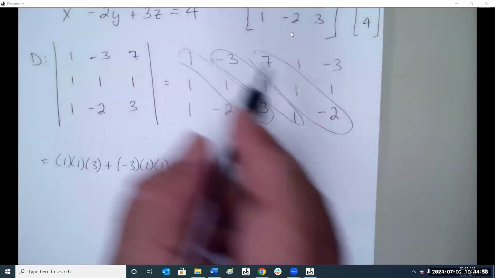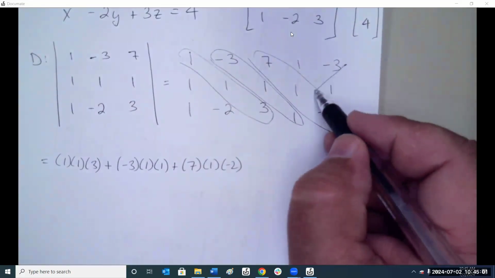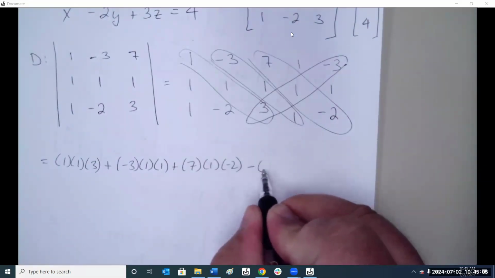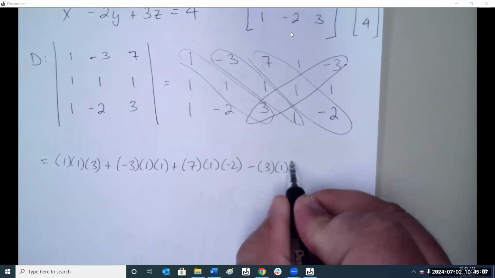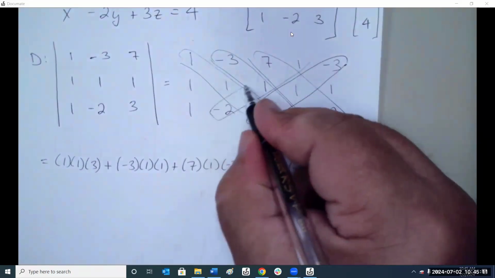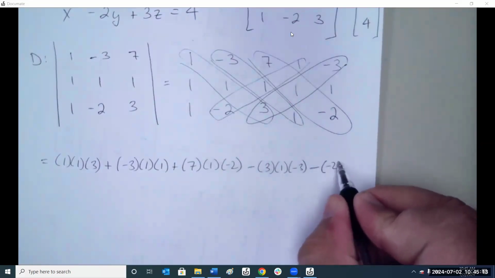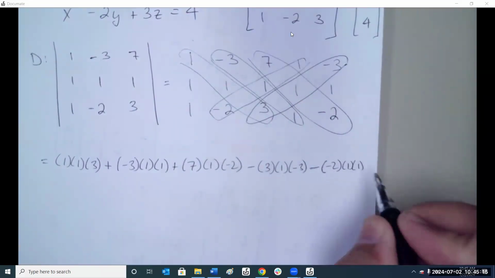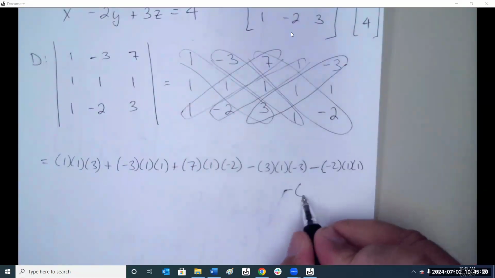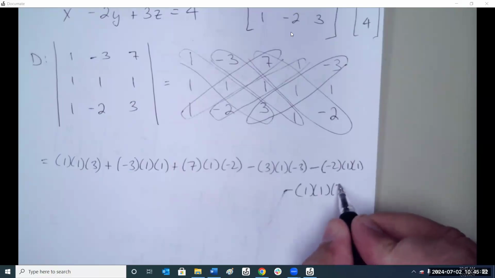So that way you add them. These you subtract. So it's -3 times 1 times -3 minus -2 times 1 times 1 minus 1 times 1 times 7.